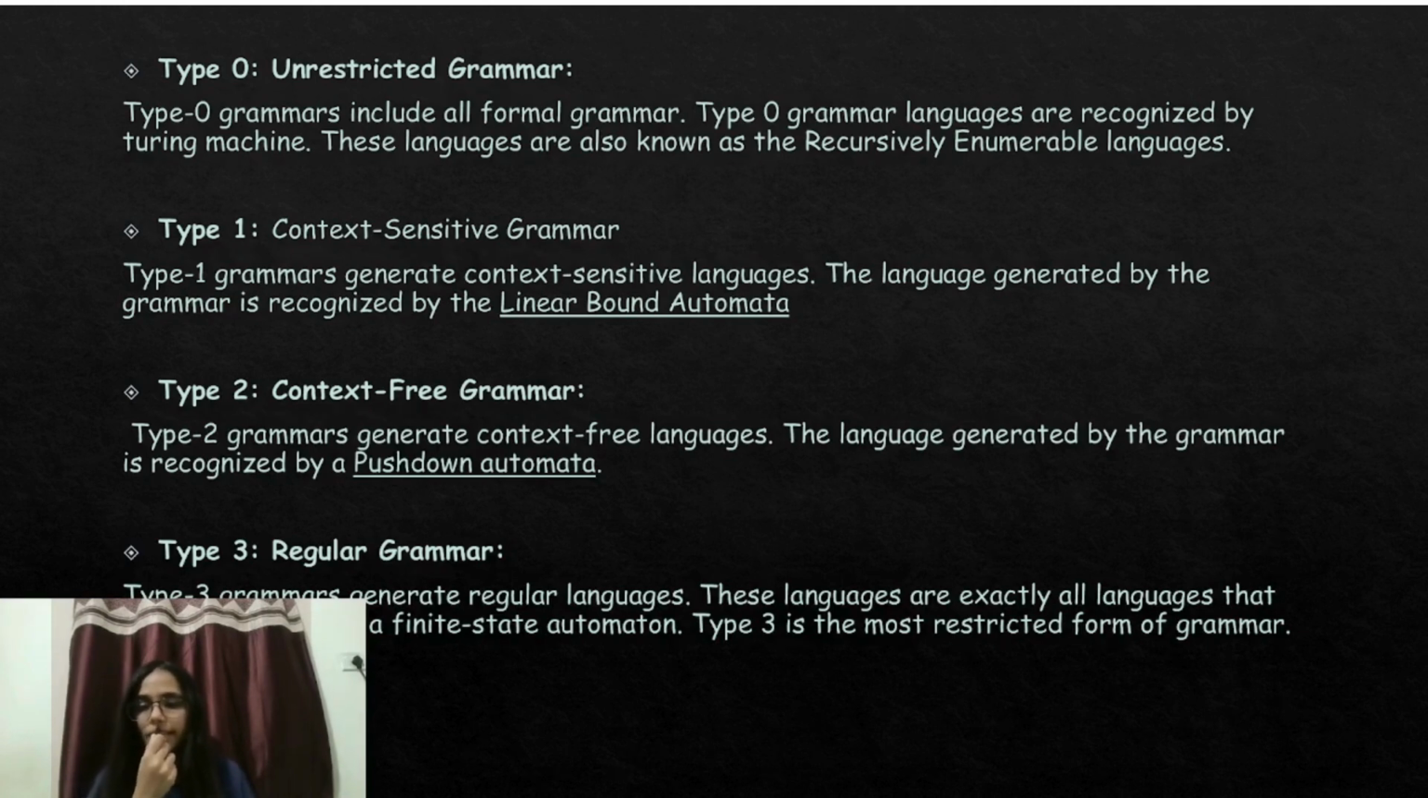Type 2, context free grammar. Context free grammar generates context free languages. The language generated by the grammar is recognized by push-down automata. Type 3, regular grammar. Type 3 grammar generates regular languages. These languages are exactly all languages that can be accepted by a finite state automaton. Type 3 is the most restricted form of grammar. Okay, so we have covered all the types of grammar in the Chomsky hierarchy. Now let us proceed to the next part of question number 7.